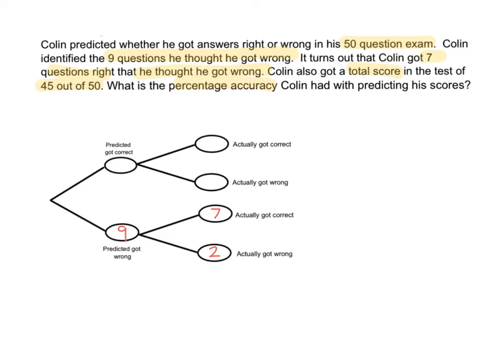Colin got a total score in the test of 45 out of 50. So a total score, those are the ones that he's got correct. So I'm just going to put a star next to the facts that say he got them correct. So these 2 that I've put a star next to, that's his total score. They need to come to his total score, and his total score was 45. So we've got 7 already, plus something else, the other star, must equal 45. So 45 take away 7 is 38.